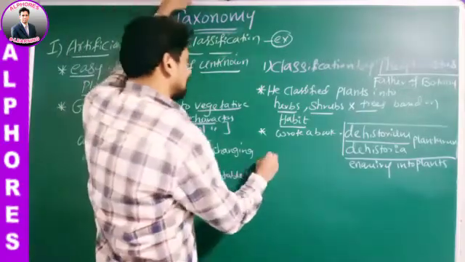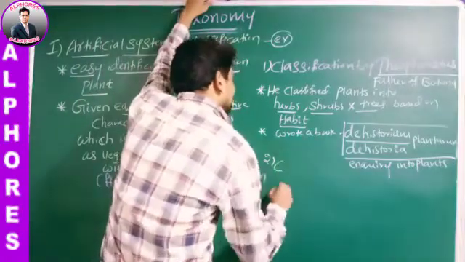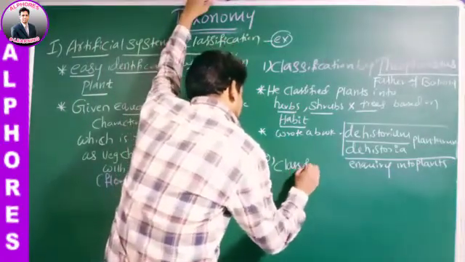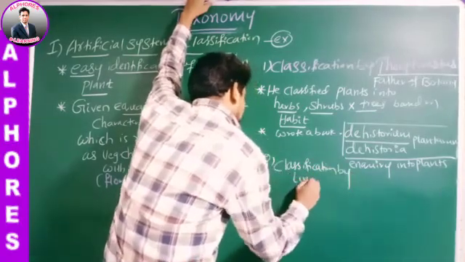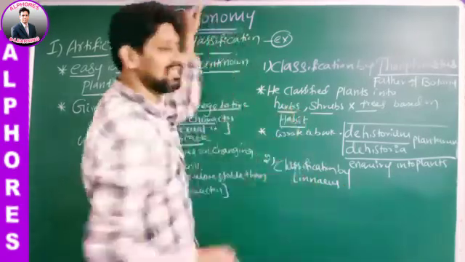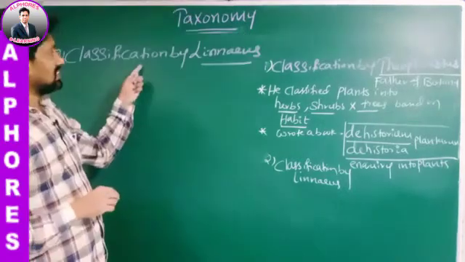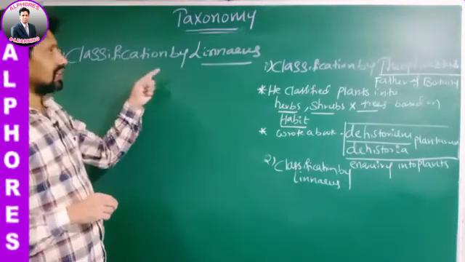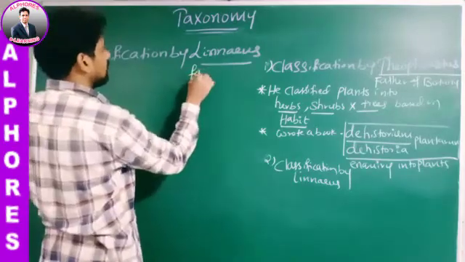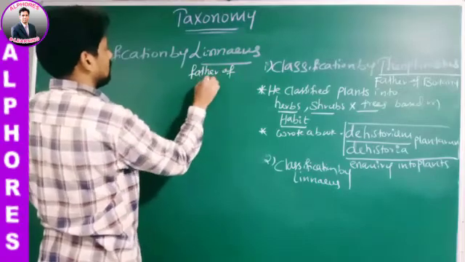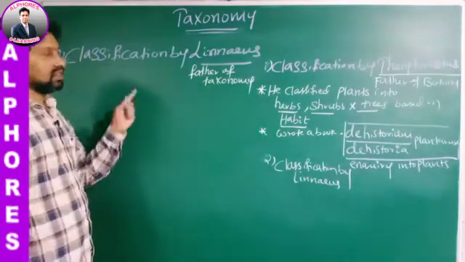Now go for the second example of the artificial system of classification: classification by Linnaeus. What is the second example? Classification by Linnaeus. This Linnaeus is the father of taxonomy. Linnaeus is the father of what? Taxonomy.